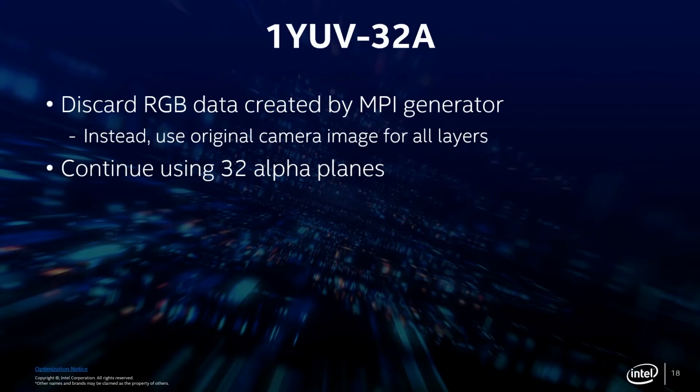So we call this format the 1YUV 32A, indicating we have one YUV color texture and 32 alpha channels. And basically, we just disregard the RGB data coming out of the MPI generator from LLFF. And instead, we use this original camera image. And we keep using the original 32 alpha planes coming out of the MPI generator.